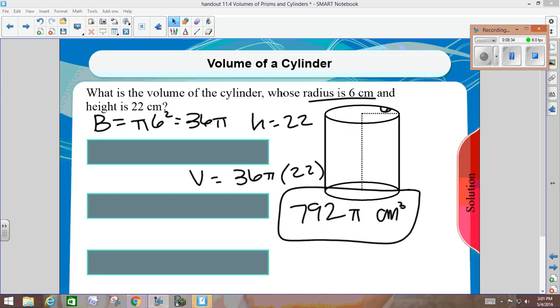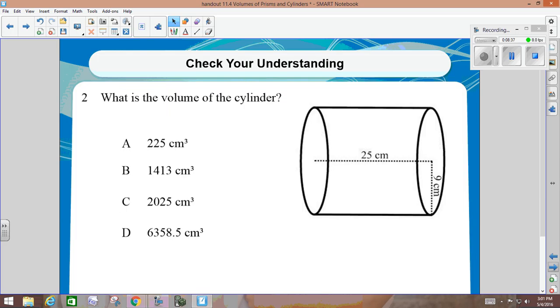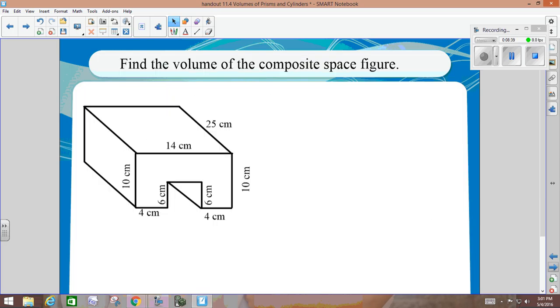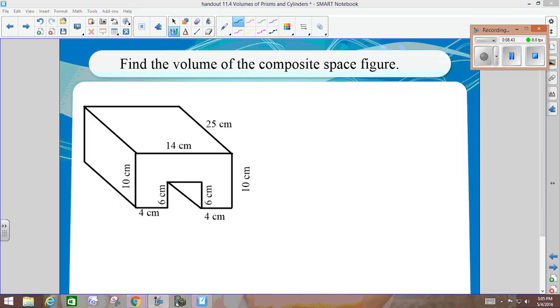Cool. Flip it again. And do that one. Find the volume of the composite space figure. If you connect this here, then we would have a huge rectangular prism. So I could find the volume of the big thing and then subtract the volume of the hole on the inside, the little one. Since they're rectangular prisms, then you can just do the dimensions, length times width times height. We'll say that this is the length of our rectangular prism, the big one.